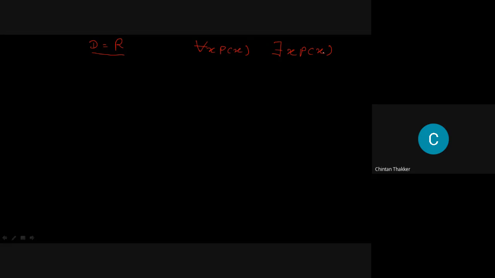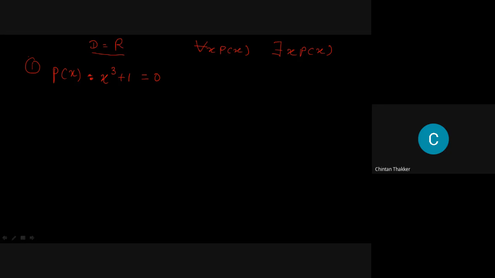ठीक है. So the first one is p of x is x cube plus 1 equal to 0. Now find out the value of all x px and there exists x px, and write the value in the chat box. All x px and there exists x px.